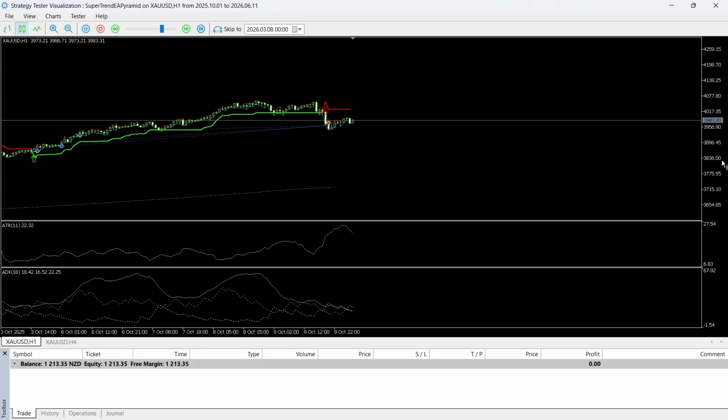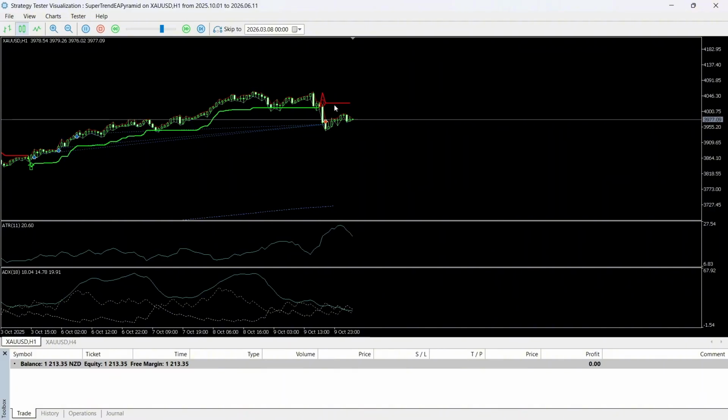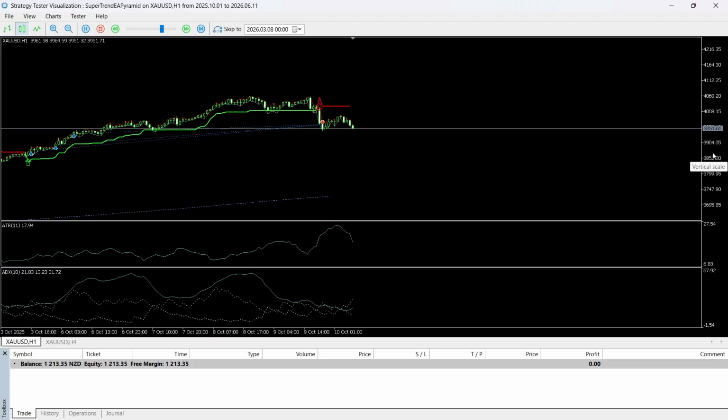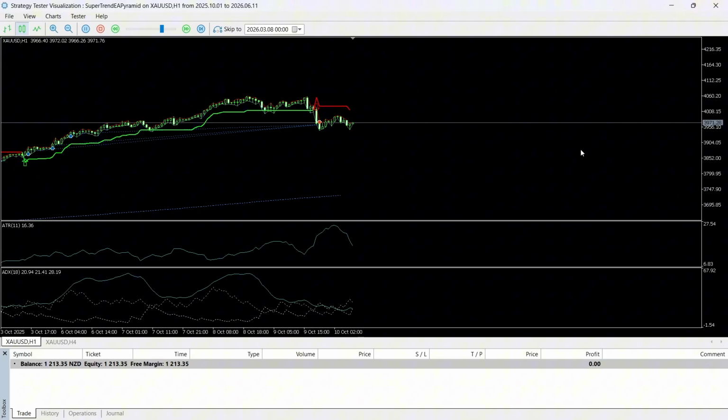As you can see, we got a SuperTrend signal to the downside. It's turned red, but why does it not take a trade? Because price is above the 200 moving average. And this is what I like to do. I like to build EAs that you can actually see what's going on in the EA, so you can actually understand the strategy and what the EA is actually doing.